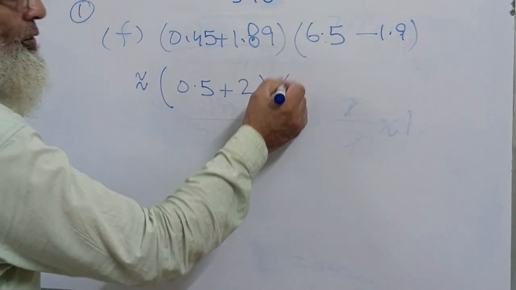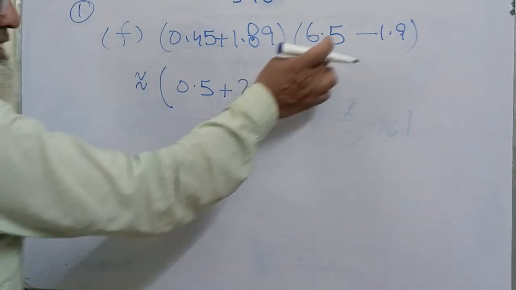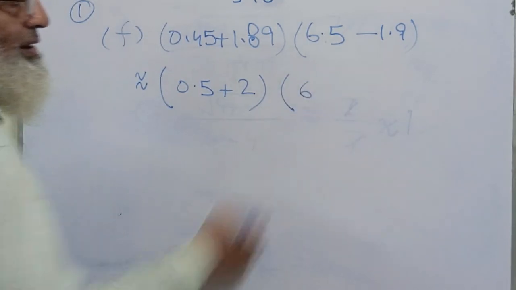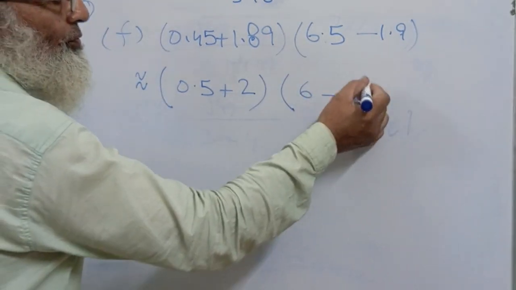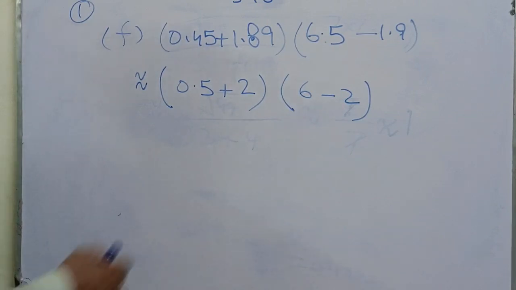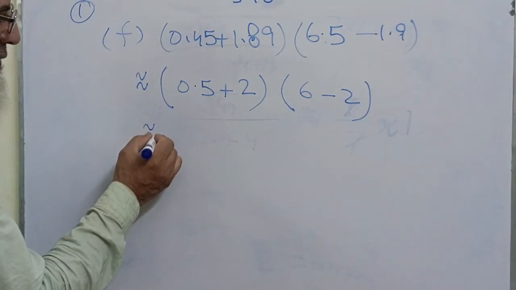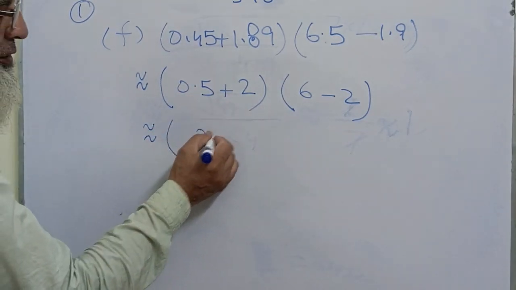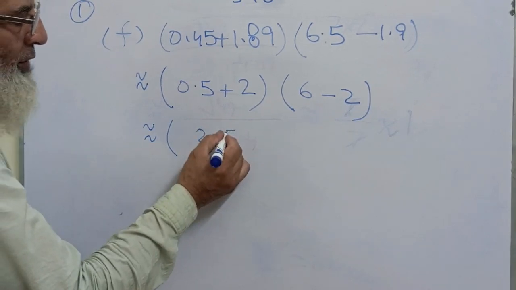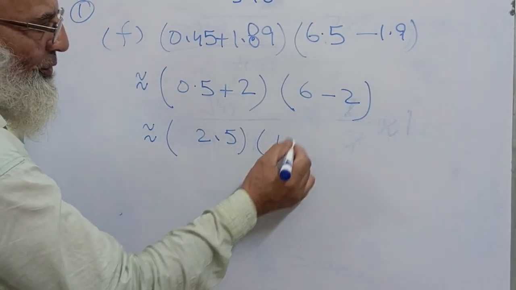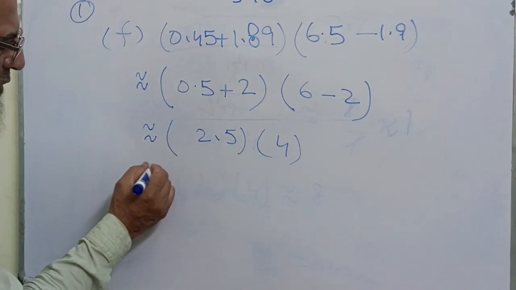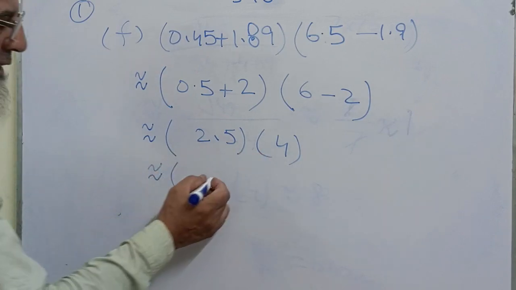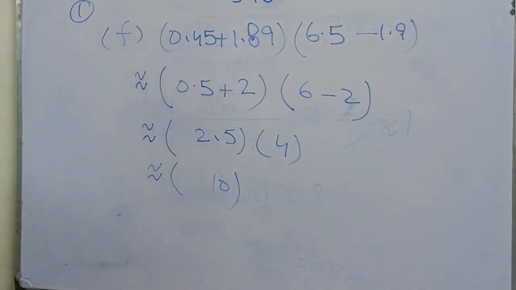Okay. So you can take this as 5 also, 6 also, and also 7. Let me take it as 6 minus 2. And now it will become 0.5 plus 2 is 2.5, and 6 minus 2 is 4. There is a multiplication over here, so you can easily multiply it, 2.5 times 4, and that will be 10. So this is your answer.